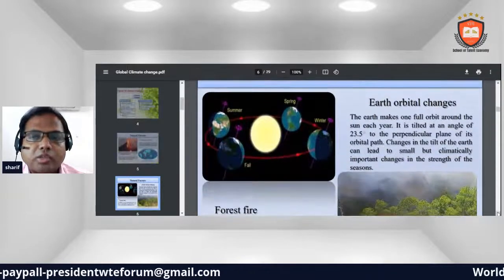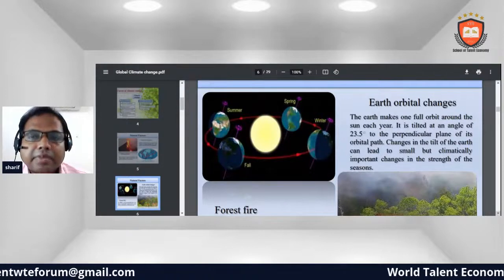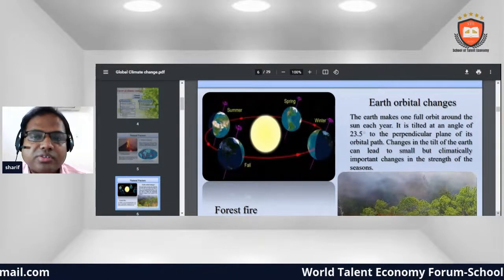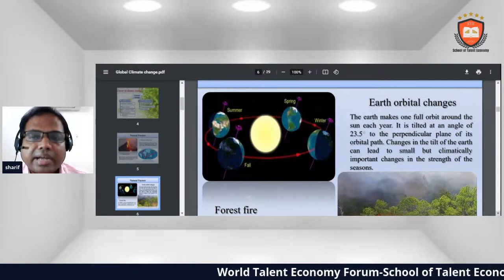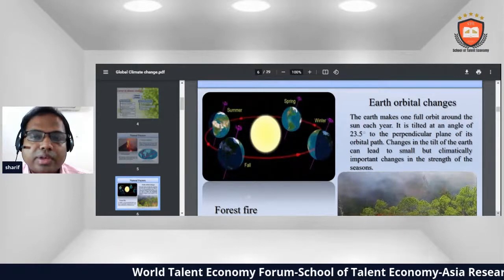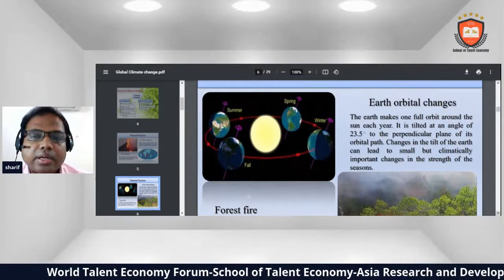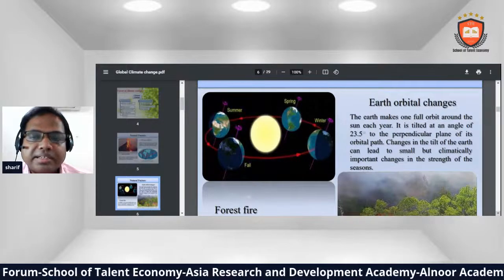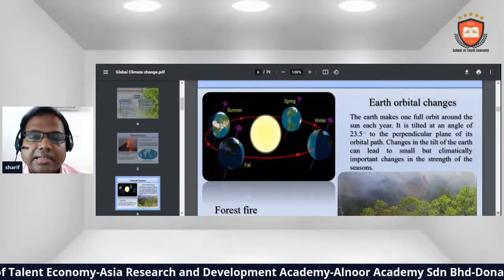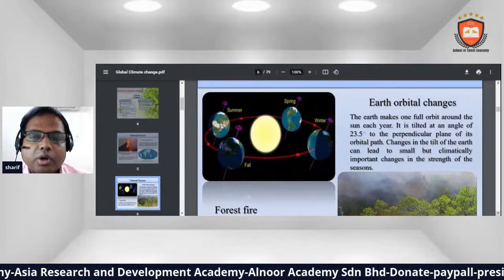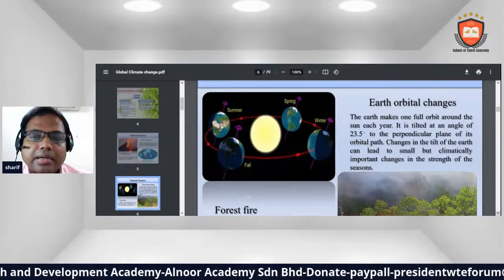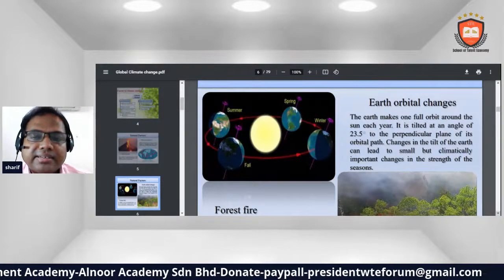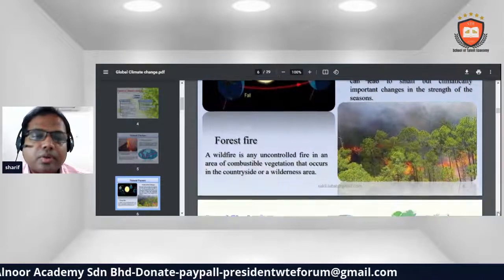Natural factor: Earth orbit changes. The Earth makes one full orbit around the Sun each year. It is tilted at an angle of 23.5 degrees to the perpendicular plane of its orbital path. Changes in the tilt of the Earth can lead to small but climatically important changes in the strength of the seasons.